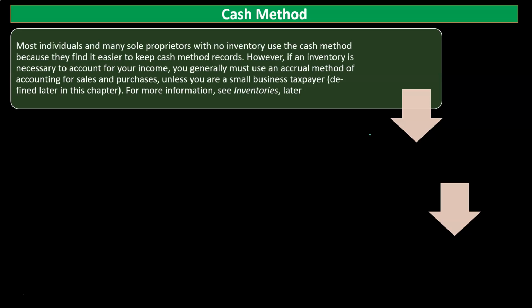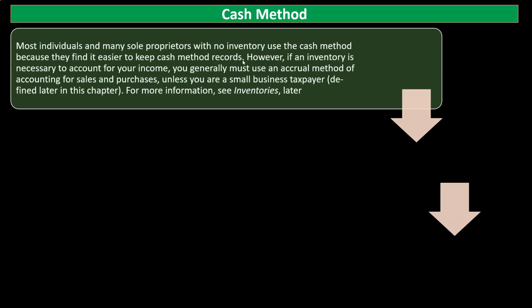So the cash method: most individuals and many sole proprietors with no inventory use the cash method because they find it easier to keep cash method records. And that's typically the case. If you have a small business, let's say gig work, with no inventory involved, you might be putting your books together simply by having QuickBooks or some other software that has bank feeds, and you're completely dependent on the bank feeds. When you have a deposit, it's income. When something goes out of your bank account, it's an expense. Then you're constructing your books on a cash method at that point, and the cash method could be appropriate for a small business, especially one with no inventory.